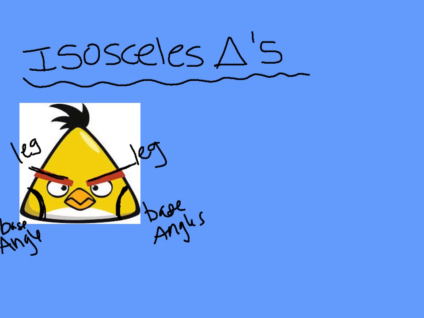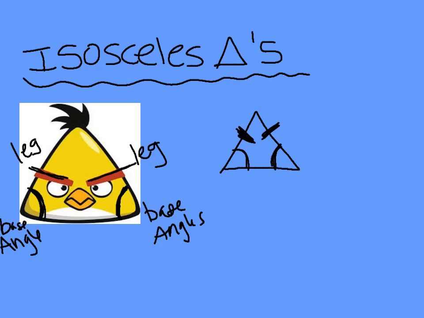So for example, let's say that you had something like this, just an example, and they gave you this picture and you knew that. You can automatically just mark that these sides are going to be equal. So you can see those are his angry eyebrows and here are his eyes or his cheeks.